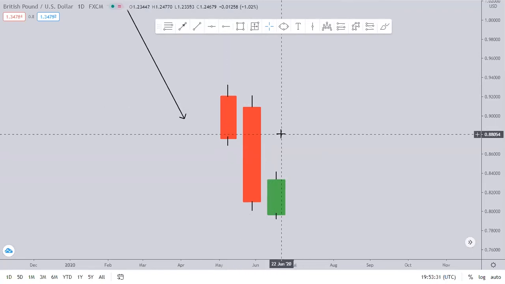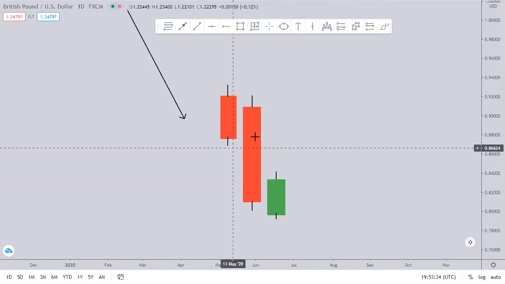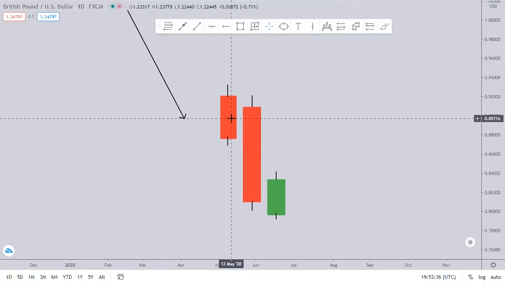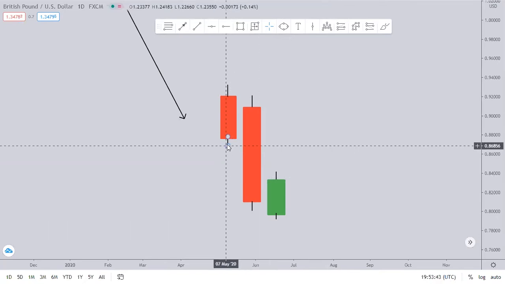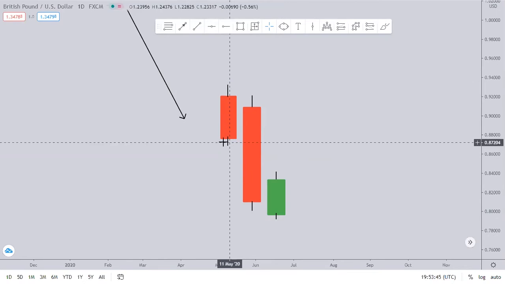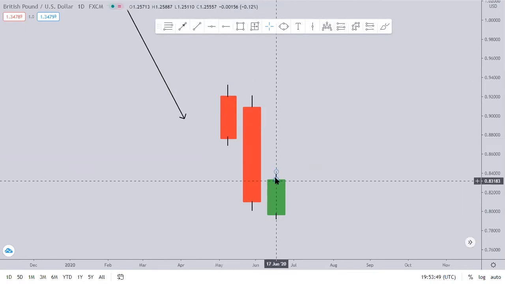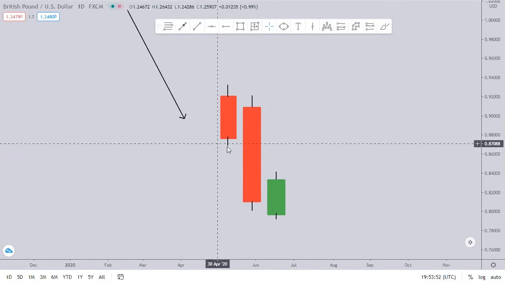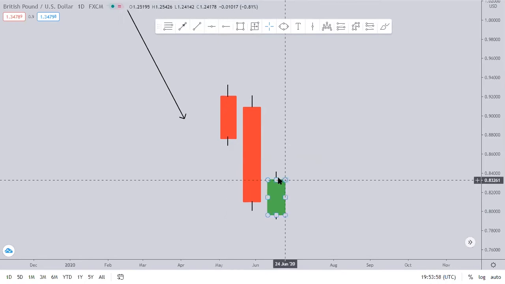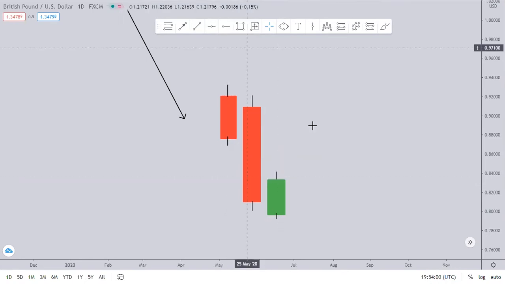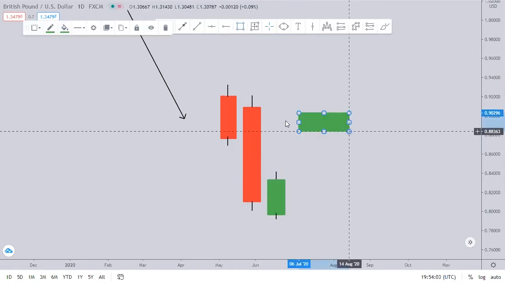What's a fair value gap as far as this example is concerned? Look at this candle, the middle candle. Then look at the candle to the left. Look at the candle to the right. If you look at the candle to the left, look at the lower wick. This is the upper wick, and this is the lower wick. Look at where the lower wick is. Now look at the candle to the right. Look at where the upper wick is. The distance or the space between the lower wick of the candle to the left and the upper wick of the candle to the right is what we refer to as the fair value gap.